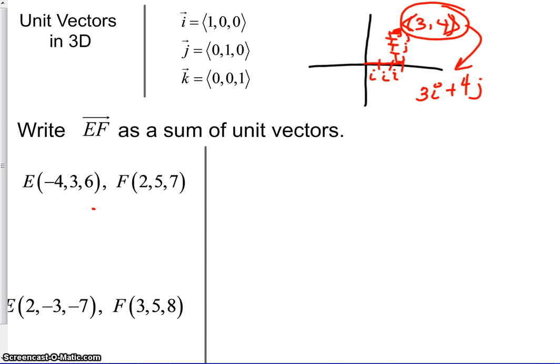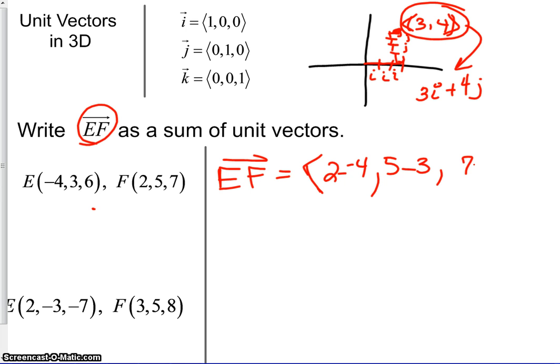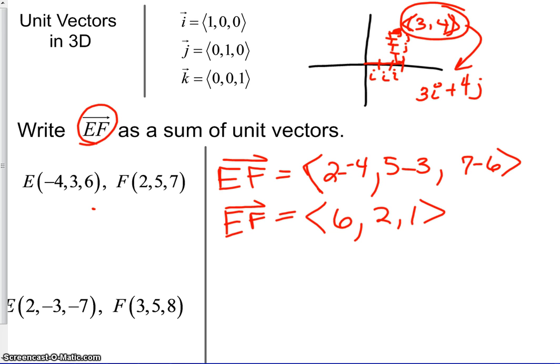So let me give you an example. When we have this, we're trying to find the sum. First we need to find EF. Finding EF is, again, something we've done before: it's about finding the difference between the x's. So I'm going to go 2 minus a negative 4. Then I'll do the y's, 5 minus 3, and the z's, 7 minus 6. So this answer here would be 6, 2, 1. That's the direction of the vector EF. So the vector EF can now be shown with 6, 2, 1.